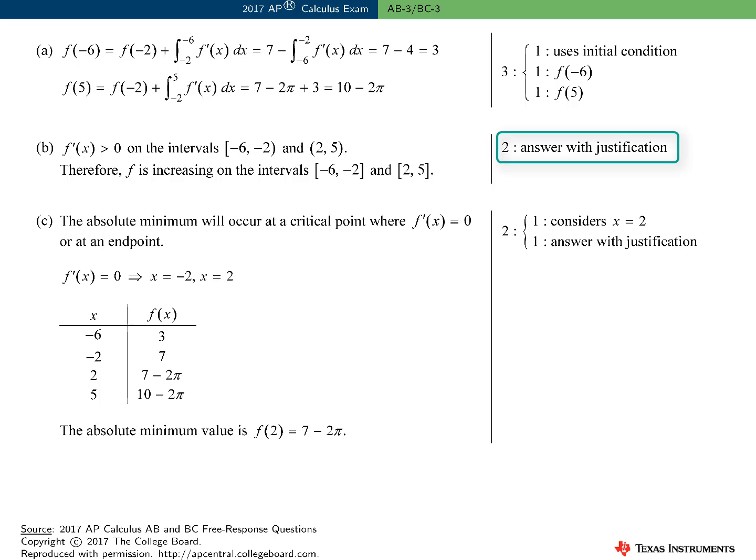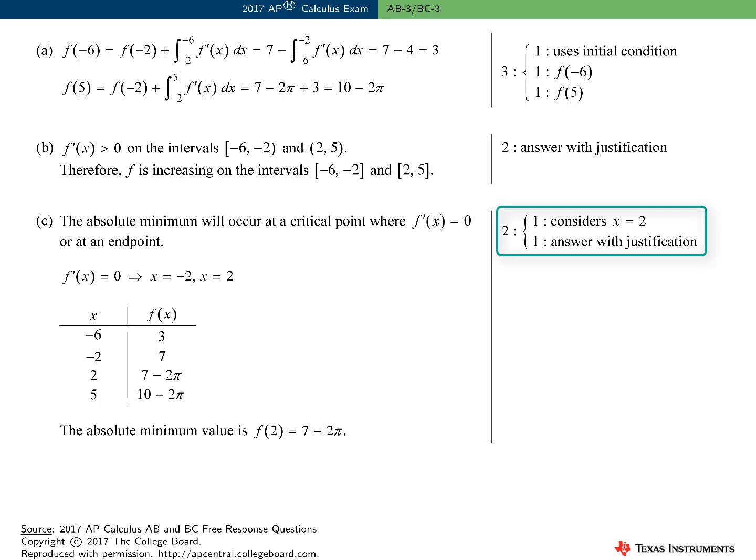Part B was worth 2 points for providing the correct answer, and here that means the correct intervals, and for the correct justification. Now, this doesn't mean that students received only 0 or 2 points in this part. There were certainly some possible 1-point responses.